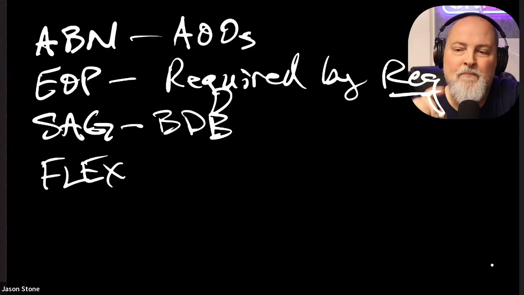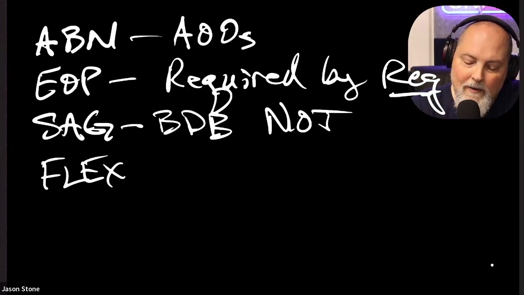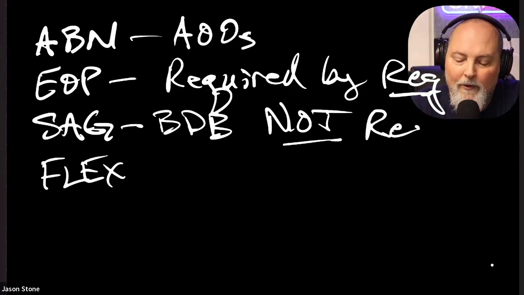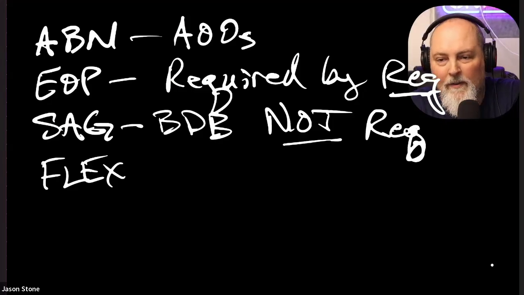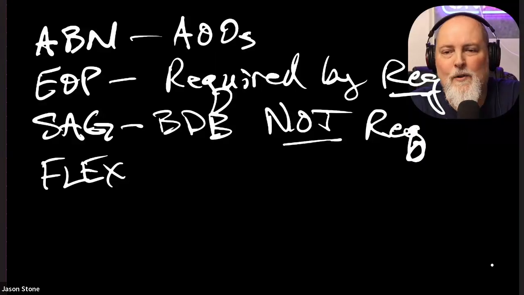The key difference between the SAGs and the EOPs is the SAGs, oddly enough, are not required by the regulatory agencies. They are not required. So what does that mean? Well, it means they're voluntary. The SAGs are voluntary. They say, hey, this is a good industry practice. Take a look at what happened at Fukushima. If you had SAGs, you would have had things in place to deal with something like that.